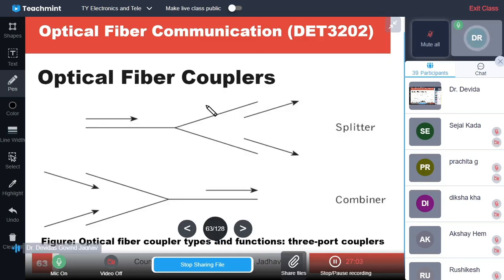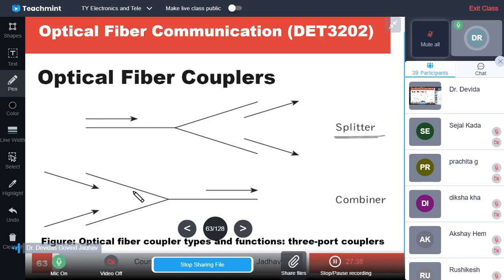So this is the figure for optical fiber coupler types and their functions. In that it is a 3-port coupler. So one port is there, one more port is there, and one more port is there. So 1, 2, 3. Similarly here 1, 2, 3. These are the 3 ports. So here the main fiber signal is split into 2 fibers. So it is called a splitter.